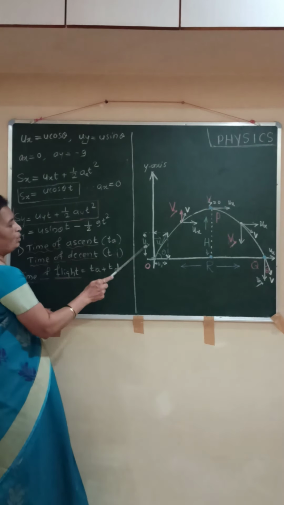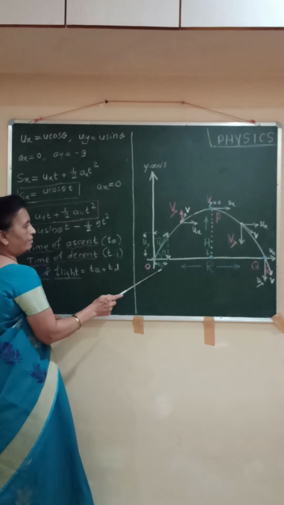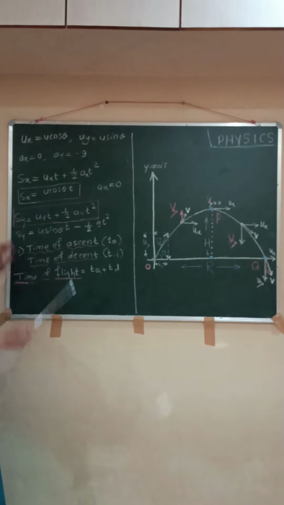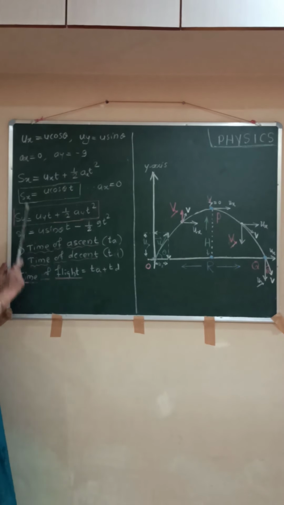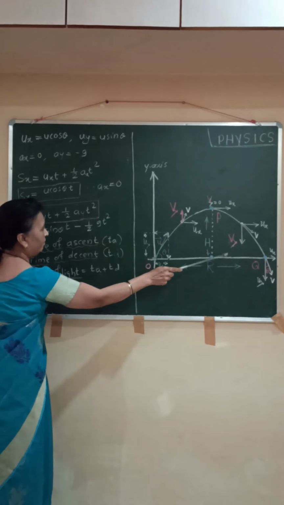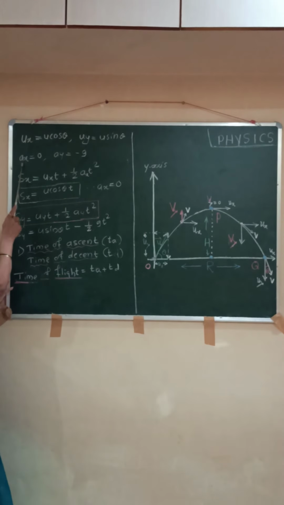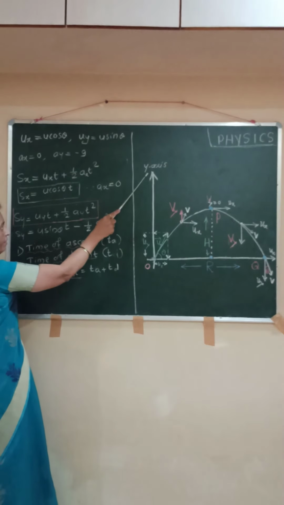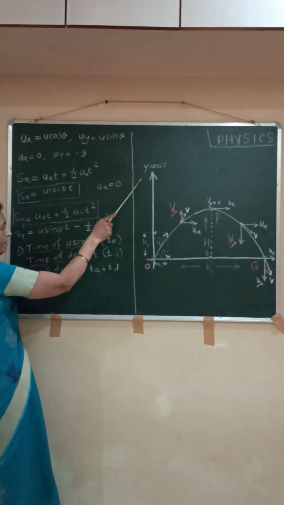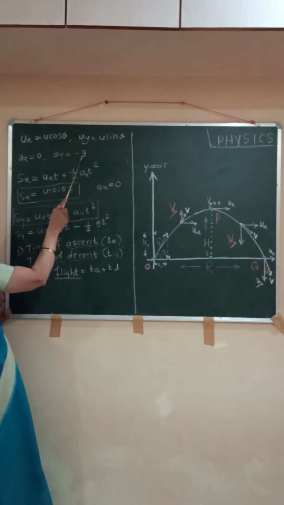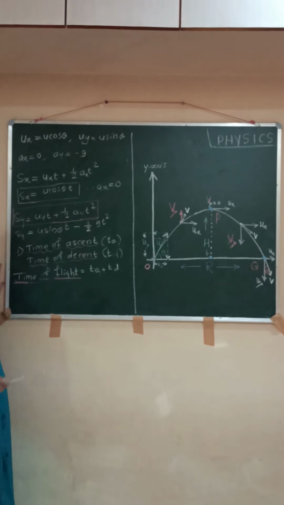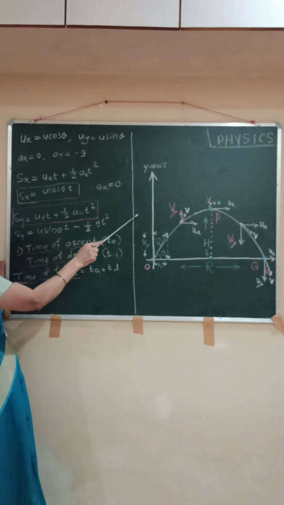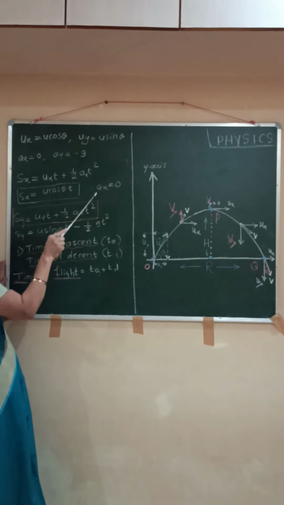The velocity u gets resolved into its components. Along the x-axis it is ux, along the y-axis it is uy. So you know ux is equal to u cos theta, uy is equal to u sin theta. Along the horizontal direction there is no acceleration, so ax is equal to 0. Along the vertical direction, along the y-axis, the acceleration acts on the projectile, and that is the acceleration due to gravity g. We have taken here minus g. The negative sign indicates that the acceleration due to gravity is acting in the vertically downward direction.